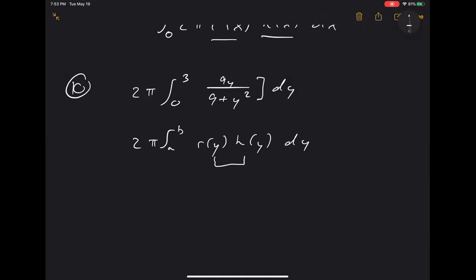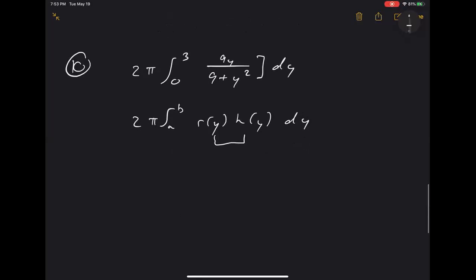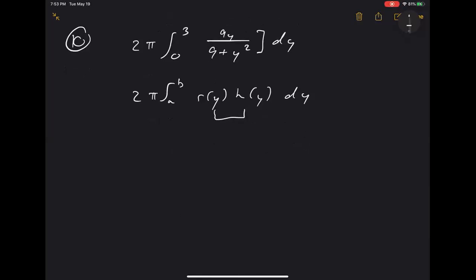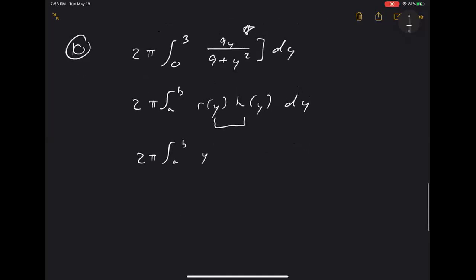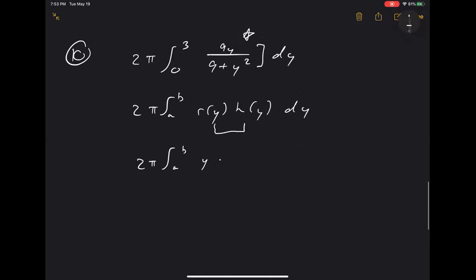I just have this one function up here. So what could be my radius and what could be my height? Well, we've seen in previous problems that in almost all cases, the radius is much more simple than the height, right? And sometimes that radius was as simple as y. So let's break this guy up into y times 9 over 9 plus y squared. I still have the same integral, I've just brought this y over to the left.